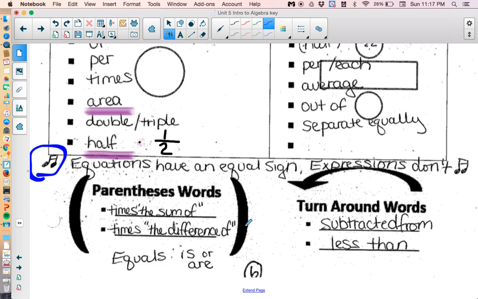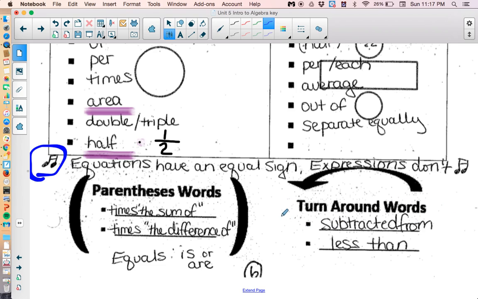Parenthesis words. These are important words to note because you're going to need parentheses after you see the words times the sum of or times the difference of. And turnaround words means that you'll actually turn around the number and the variable.